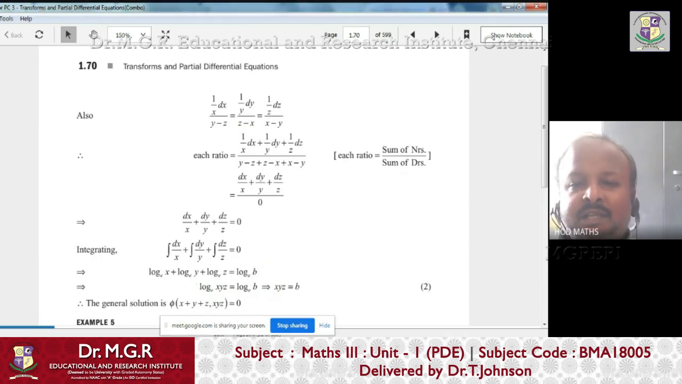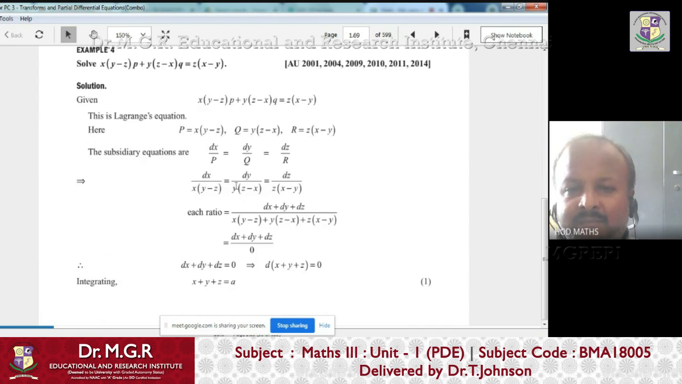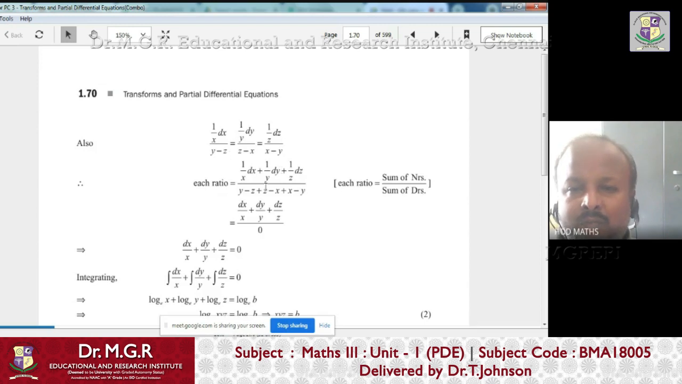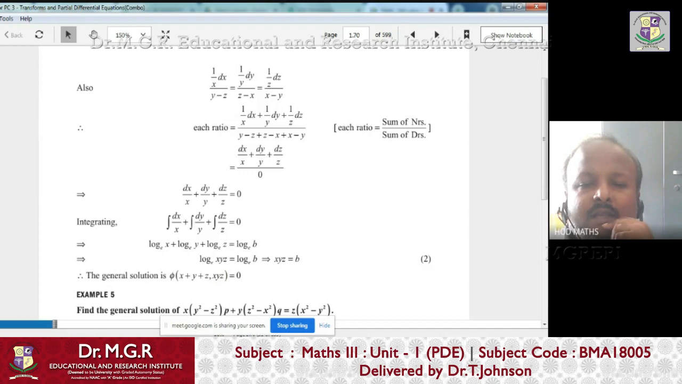So the first term is x plus y plus z. You get that by simply adding dx plus dy plus dz. You will get x plus y plus z equals a. So this is x plus y plus z, this is u. And then in the second one, again you use your common sense and write like this. Then you will get xyz equals b, and that is nothing but your v. So phi of u comma v is nothing but the general solution of the given PDE.